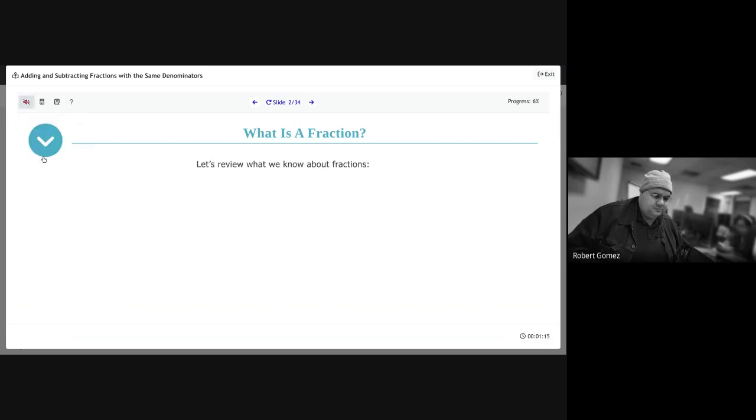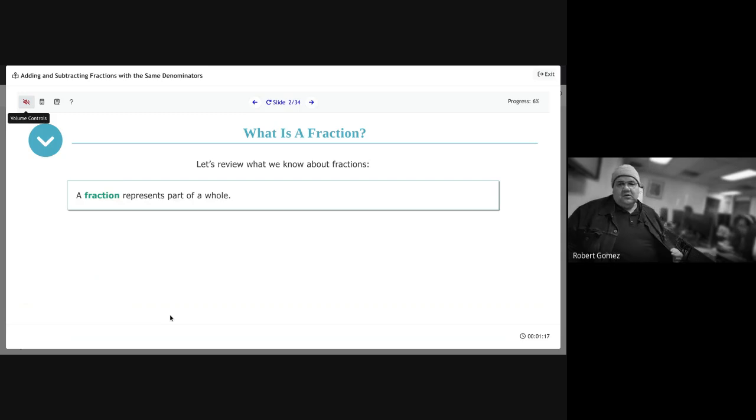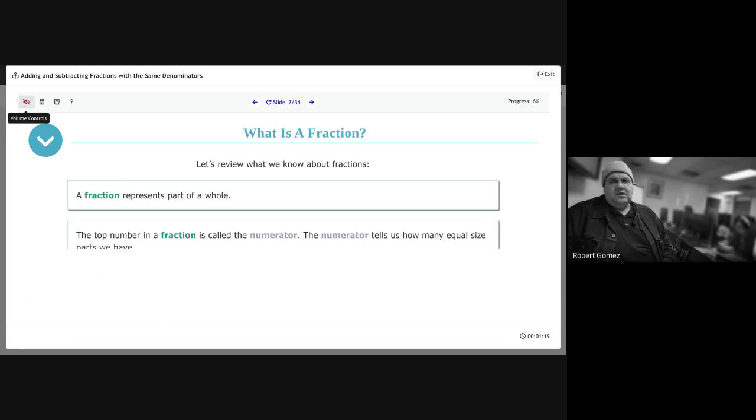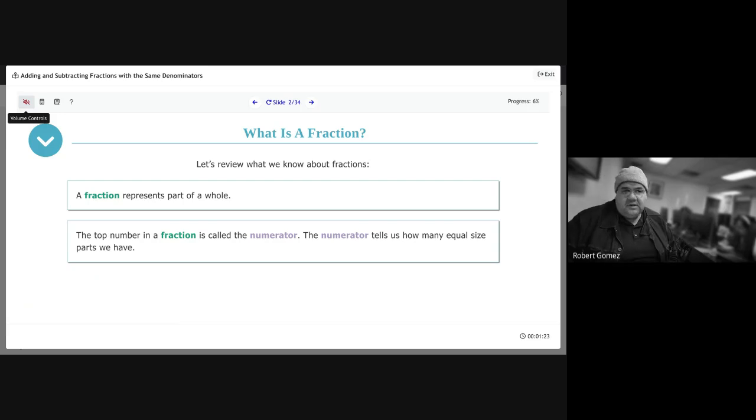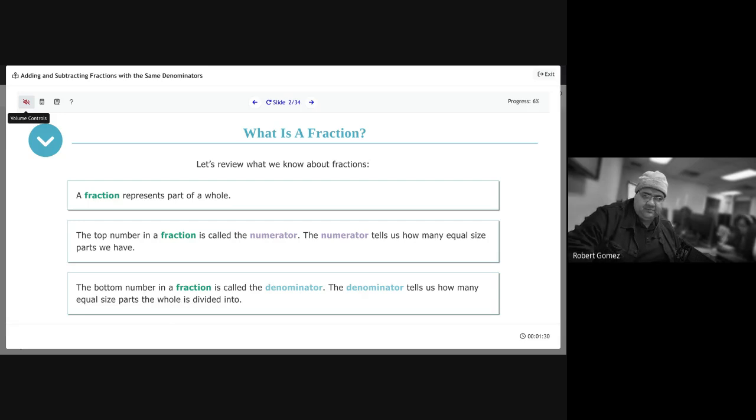Let's review. Okay, so let's take a look at this. This is exactly what I was talking about. A fraction, guys, represents part of a whole, right? So let's say I have this paper here. Let's say this is our one whole, okay? Now, notice I have this paper. It's still the same size, right?